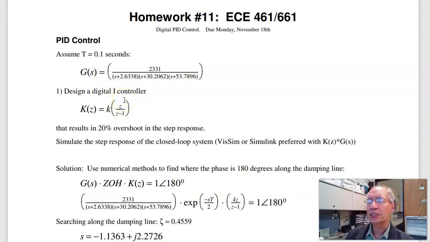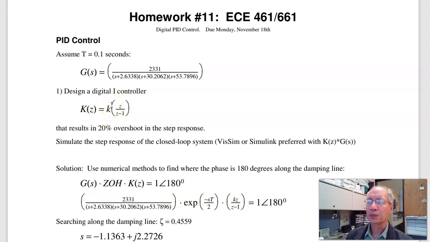There's a couple ways to design this. One approach is convert G of S to the Z-plane, then everything's in the Z-plane, draw the root locus in the Z-plane, and find the spot that has 20% overshoot. At any point in the root locus, G times K is minus 1. Find K, and you have your design.